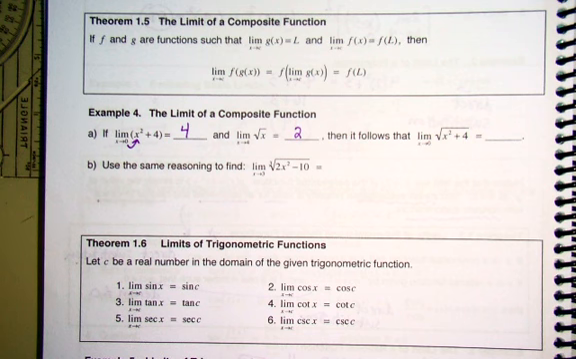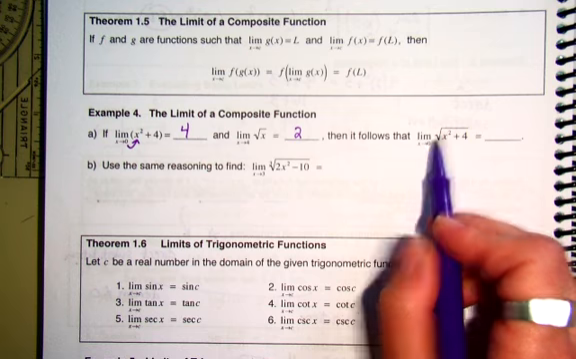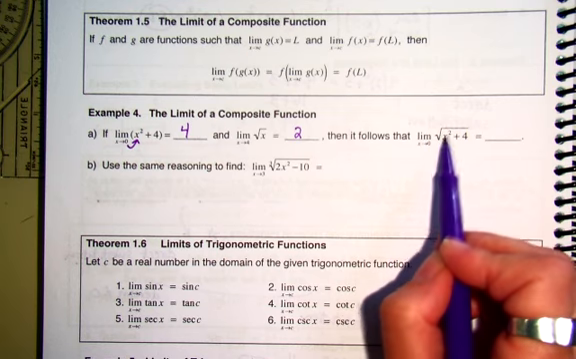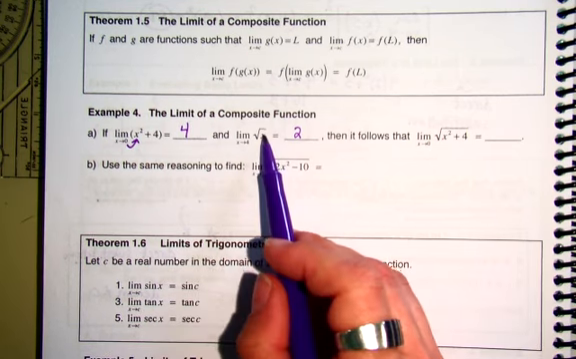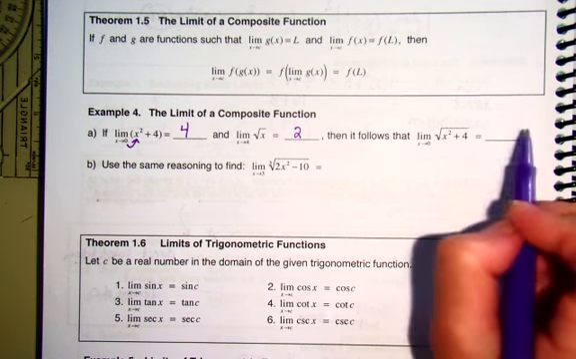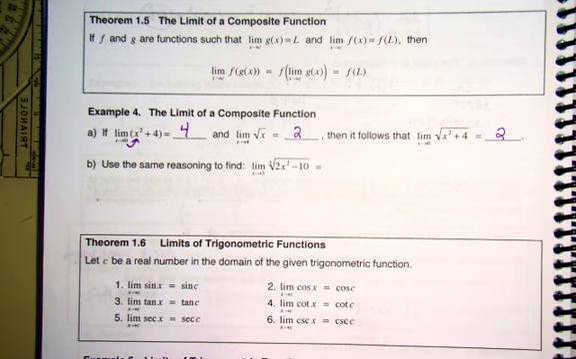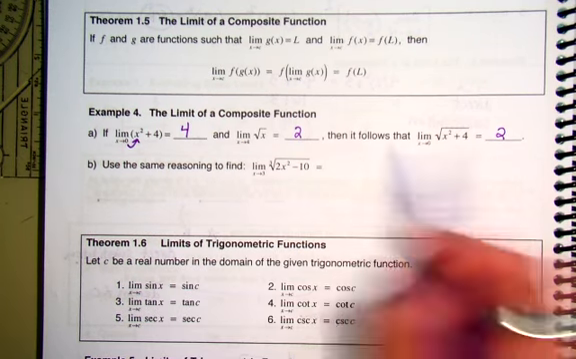Then it follows that the limit as x approaches 0 of the square root of x squared plus 4, so now I'm doing composition, is just going to equal 2, right? That's it. That's all that this is talking about. That makes sense? We're just plugging this one into there, and we're plugging this into that, and then that into that. So it's just following through.